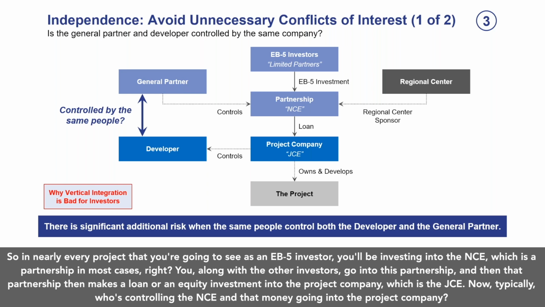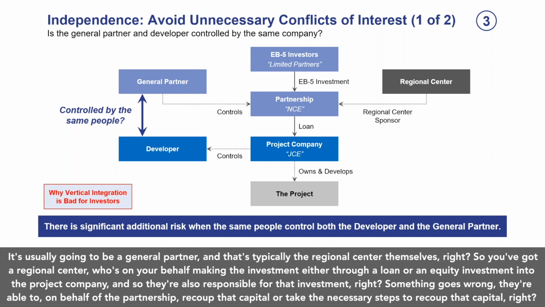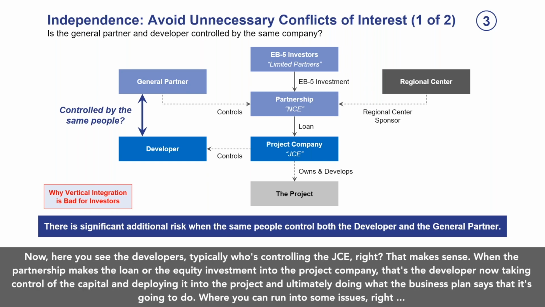Now, typically, who's controlling the NCE and that money going into the project company? It's usually going to be a general partner, and that's typically the regional center themselves, right? So you've got a regional center who's on your behalf making the investment either through a loan or an equity investment into the project company. And so they're also responsible for that investment, right? If something goes wrong, they're able, on behalf of the partnership, to recoup that capital or take the necessary steps to recoup that capital. Now, here you see the developer is typically who's controlling the JCE, right? And that makes sense. When the partnership makes the loan or the equity investment into the project company, the developer is now taking control of the capital and deploying it into the project and ultimately doing what the business plan says it's going to do.